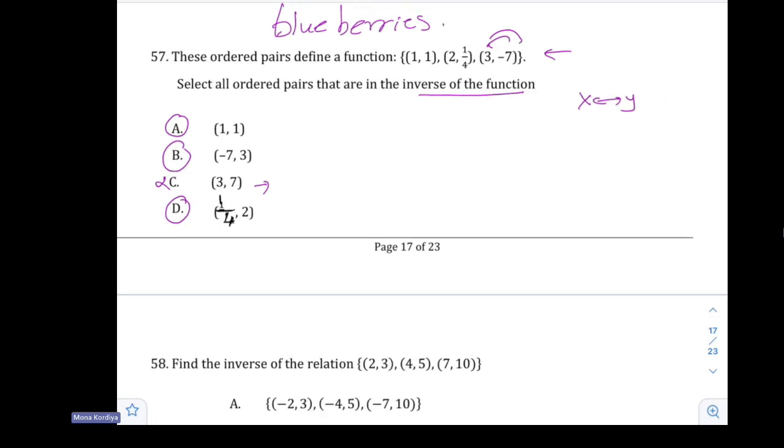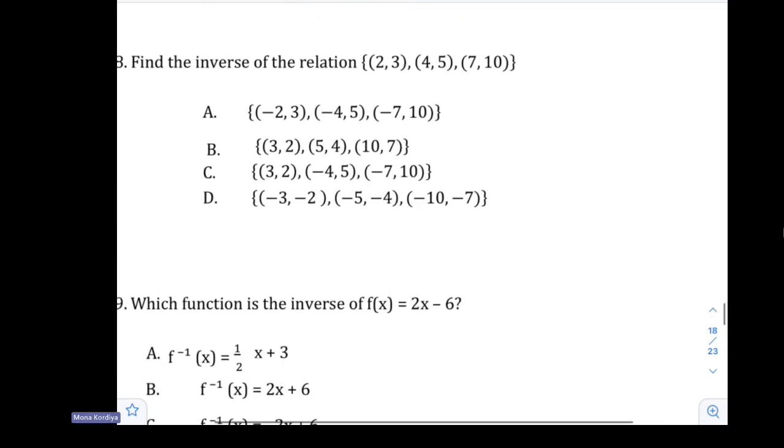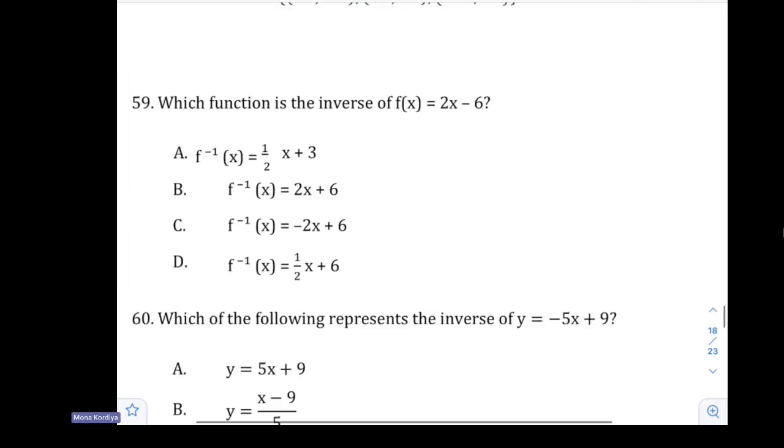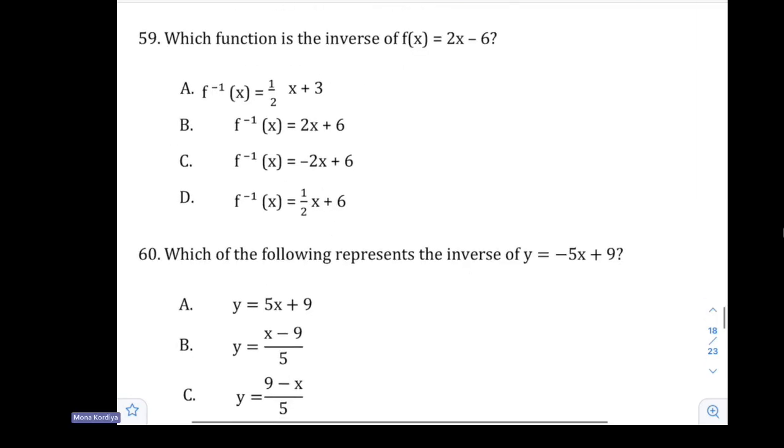Read the question carefully. Find the inverse of the relation. Simply switch A and B. And this applies to B. Which function is the inverse of this?